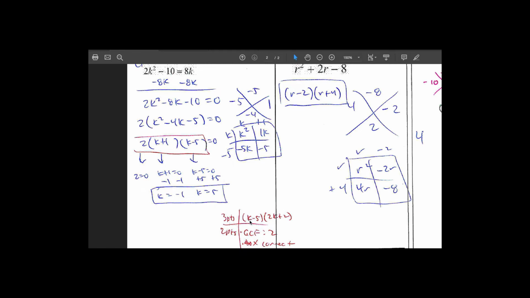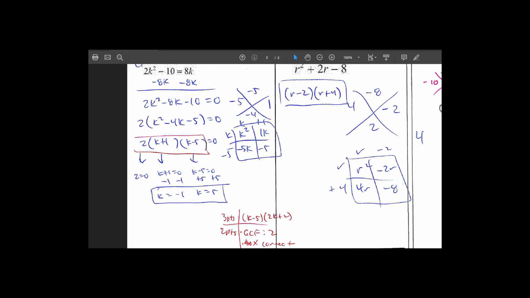This was a common mistake. You got k minus 5 and then 2k plus 2. And the reason why is that you can pull out a greatest common factor right here. That would be a 2, and that 2 can go in front. I give you 2 points out of 4 if you found the greatest common factor to be 2, or maybe your x was correct, but you couldn't get to the final factors.